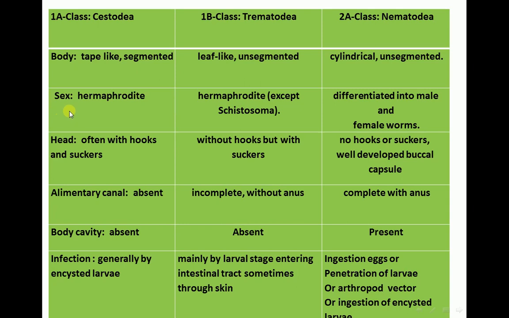Regarding sex, parasites belonging to Cestoda are hermaphrodite. Also, parasites belonging to Trematoda are hermaphrodite except Schistosoma, where we can see male and female worm.